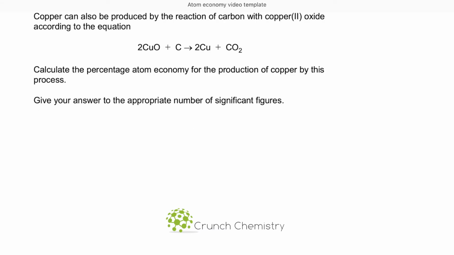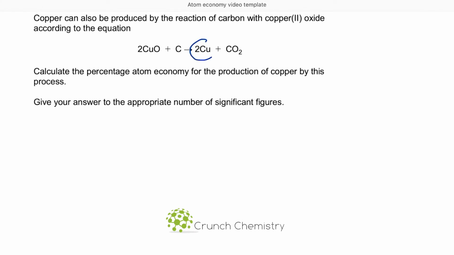So quite clearly, our desired product is the copper, and in the carbon dioxide, the carbon and the oxygen are our wasted atoms. So using the formula I just showed you, desired product, in this case 2 moles of copper, divided by all of the atoms, so that's 2 moles of copper plus 1 of carbon dioxide.